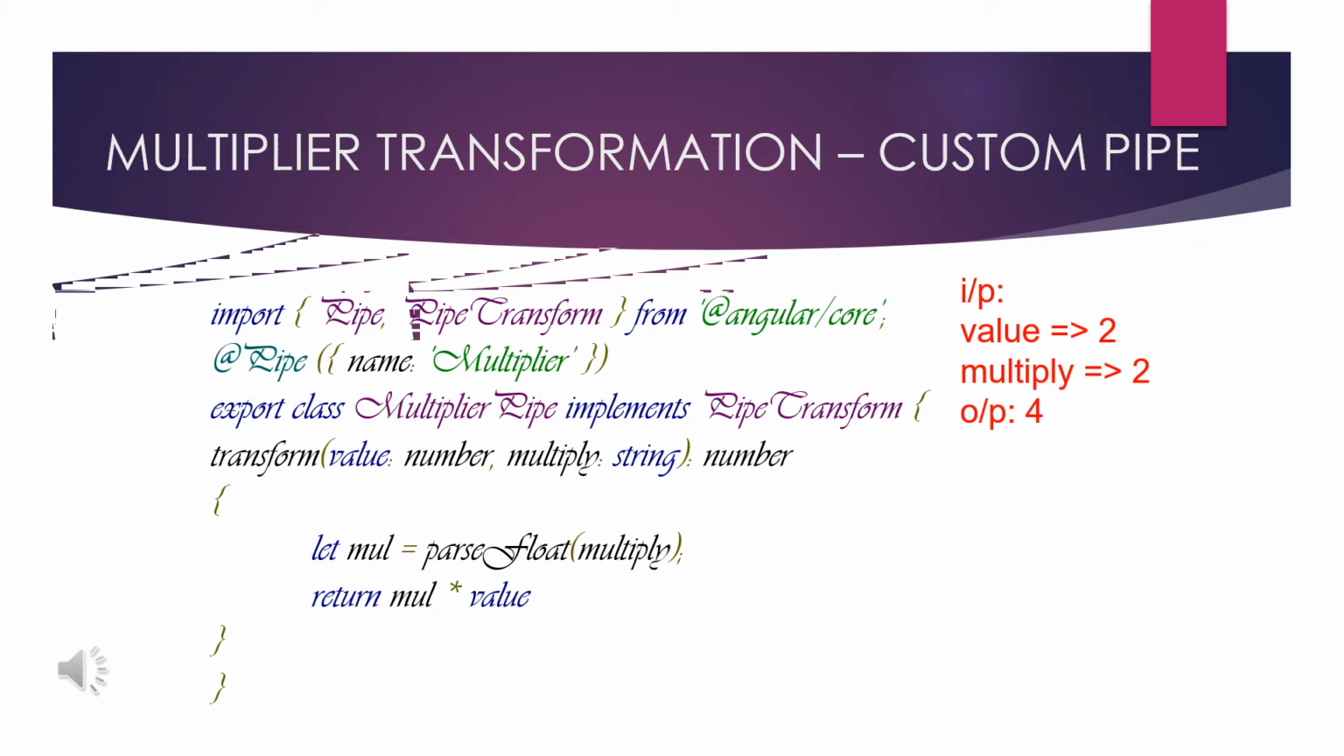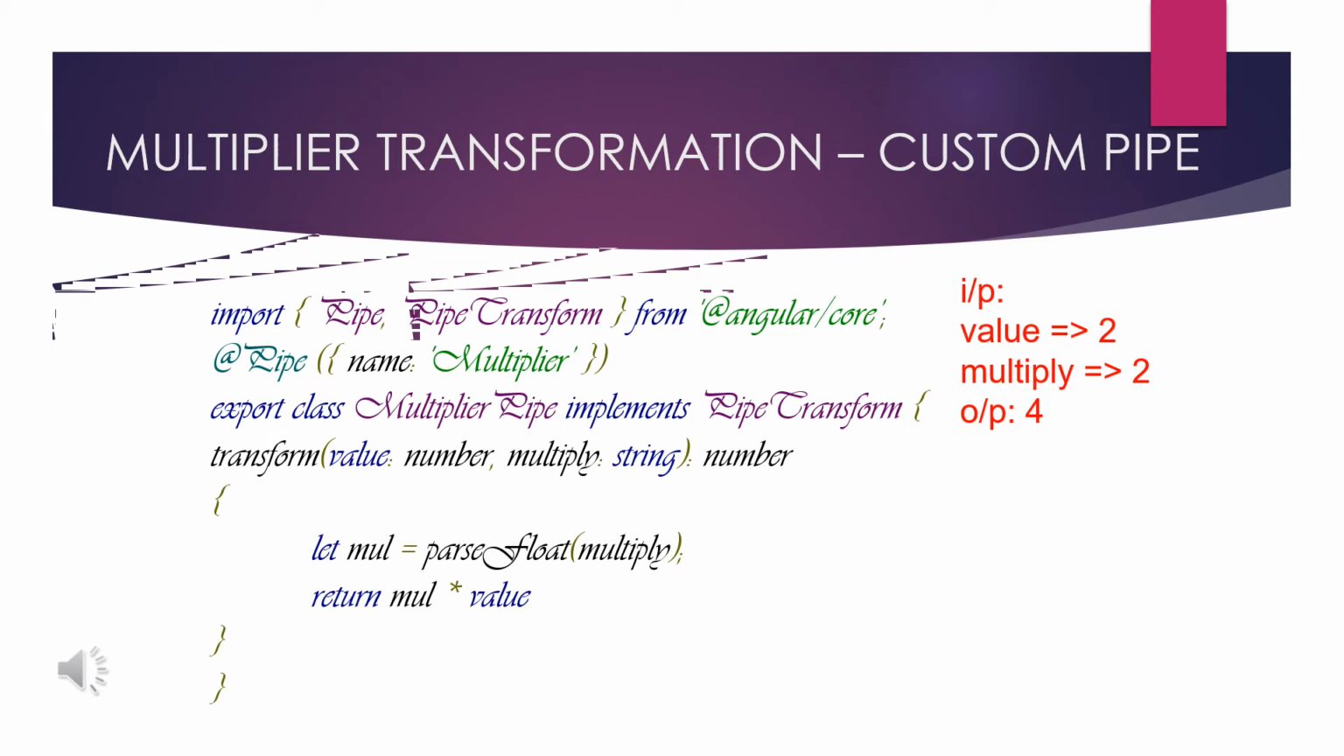We have another custom pipe here. This custom pipe is for the multiplier function. For example, if I give an input of 2, the value should be multiplied by a constant number, and that would be given as the result. For this I'm creating a pipe. The pipe name is multiplier, since I'm using this for the multiplier function. I have two values in the transform function: one is value, which belongs to number, and multiply, which belongs to string.